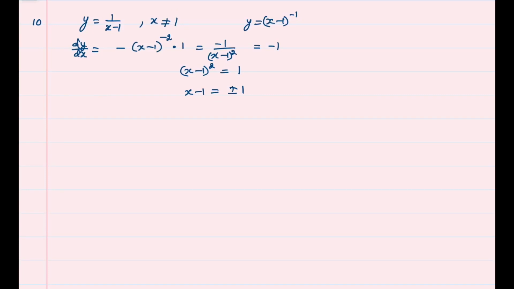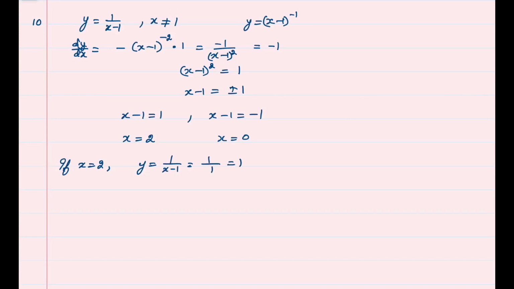We have two equations to solve. x minus 1 is plus 1, x minus 1 is minus 1. Here we get the answer 2, and here we get the answer 0. Now we will find the y coordinate by using the curve equation. If x is equal to 2, y coordinate will be 1 upon 2 minus 1, which is 1. Therefore, the point is (2, 1). If x is 0, the y coordinate is 1 upon 0 minus 1, which is minus 1. Therefore, the point is (0, minus 1).